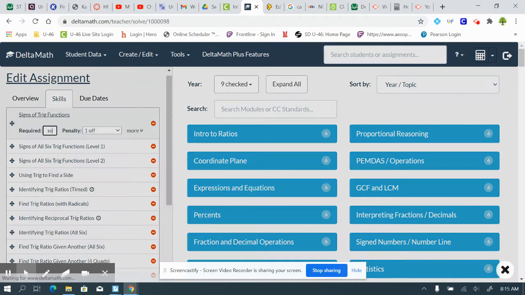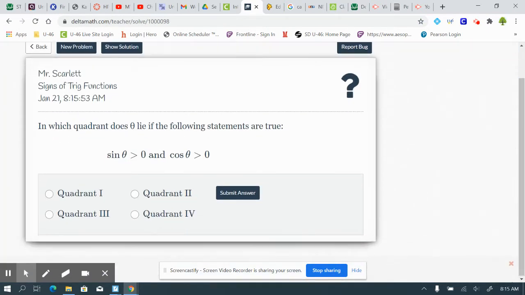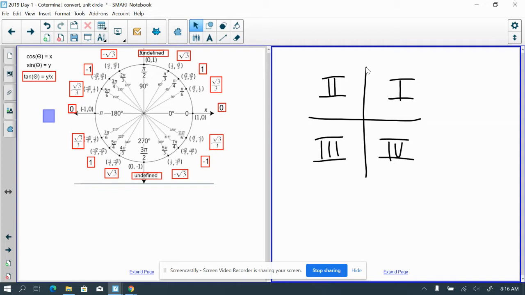So, signs of trig functions. This is asking which quadrant does theta lie in? I know that sine of theta is greater than 0, so sine is positive, and cosine of theta is greater than 0, so cosine is positive. And remember, the quadrants run counterclockwise. Quadrant 1, everything is positive. Quadrant 2, only the x's are negative. Quadrant 3, everything is negative. And quadrant 4, the y values are negative.